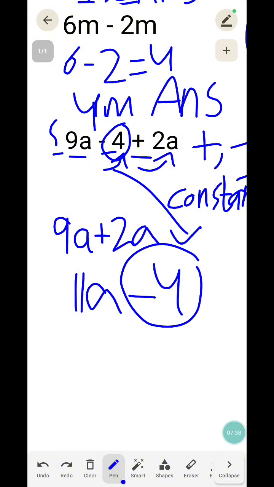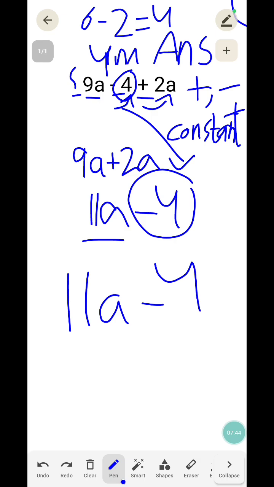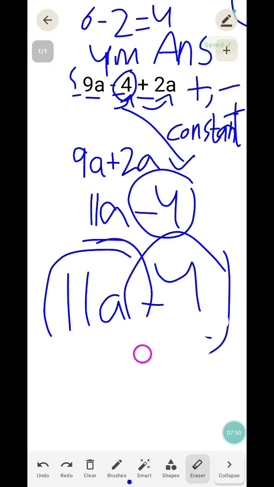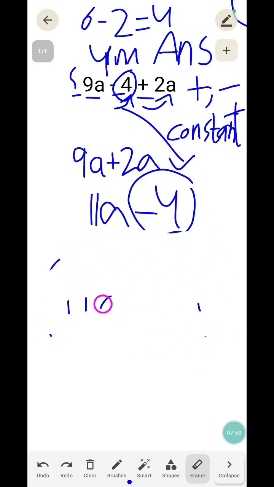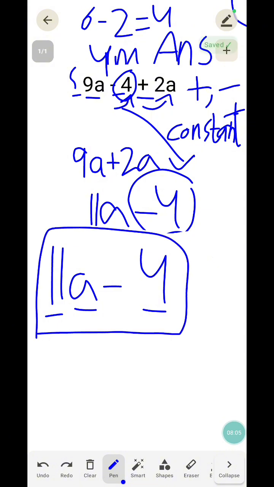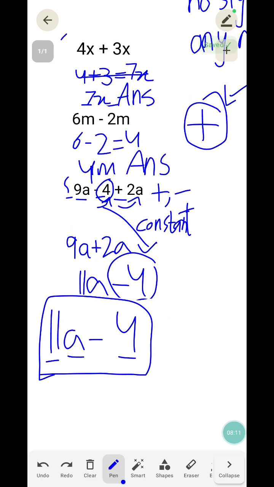Now we'll keep 4 here. We'll bring down 4 along with this answer. And it's the answer: 11a minus 4. See, these both are completely different digits. Wait, let me clean this up for you. 11a has a variable and a coefficient, minus sign, and 4 is a constant. So these cannot be further simplified or solved. That is the answer for all these 3 equations. These both are quite similar, but this is a different one because it contains a constant as well. A constant value that is not going to be changed.